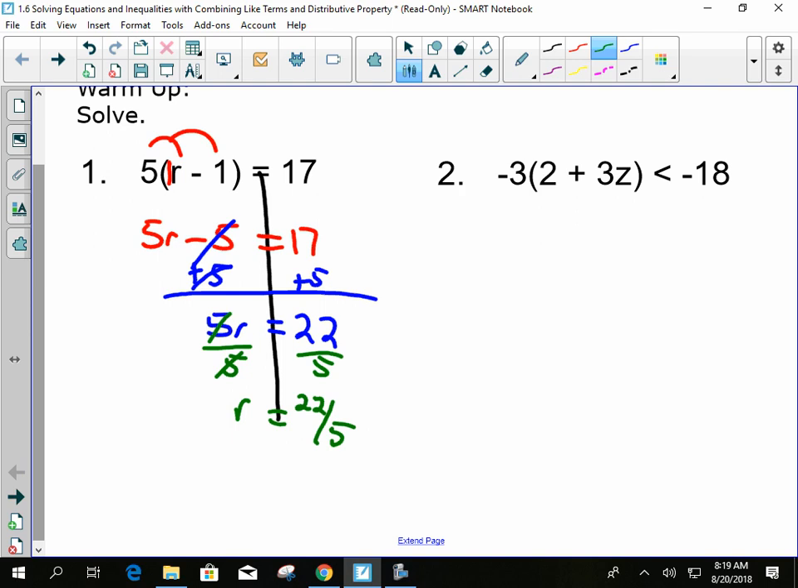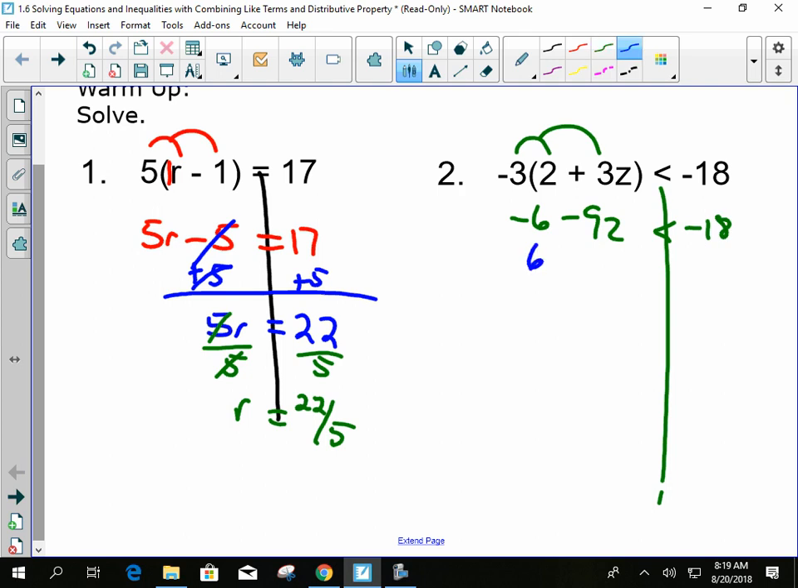Same thing for the inequality. I distribute my negative 3. This gives me negative 6 minus 9z is less than negative 18. So now I'm going to add 6 to both sides. Negative 9z is less than negative 12. Now here comes the fun part. I'm going to divide both sides by negative 9.